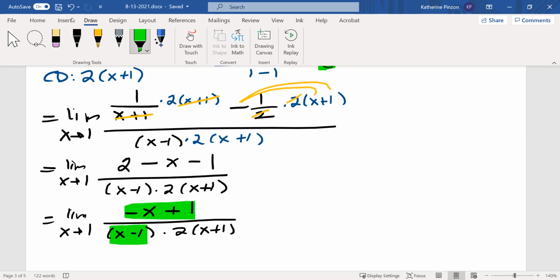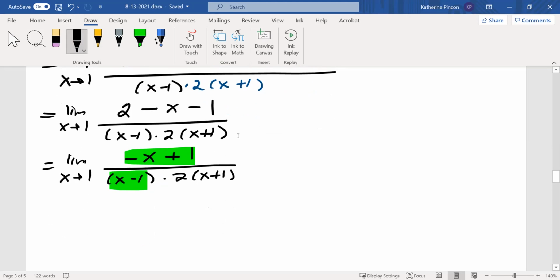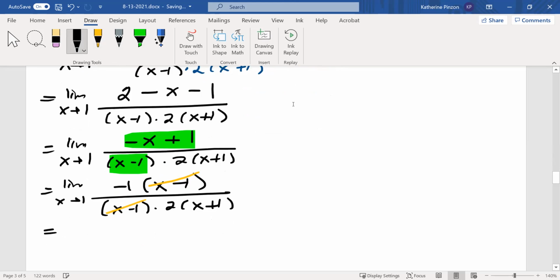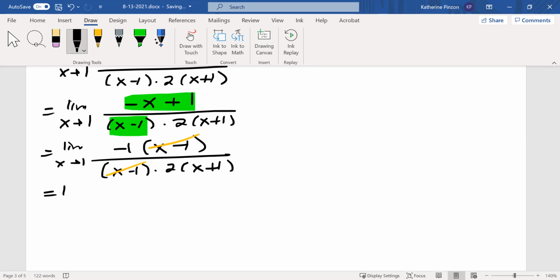If I take this numerator and I rewrite it as, factor out a -1, then I'm left with x minus 1. And then I have x minus 1 times 2 times x plus 1. Now they can cancel this x minus 1 and this x minus 1. I'm getting close. I'm almost at the end. It's good because my paper's almost up too. Limit as x goes to 1. I have -1 left in the numerator. I have 2 times x plus 1 left in the denominator.